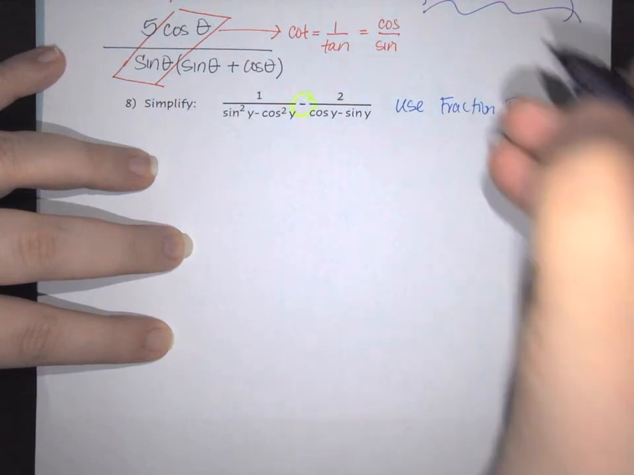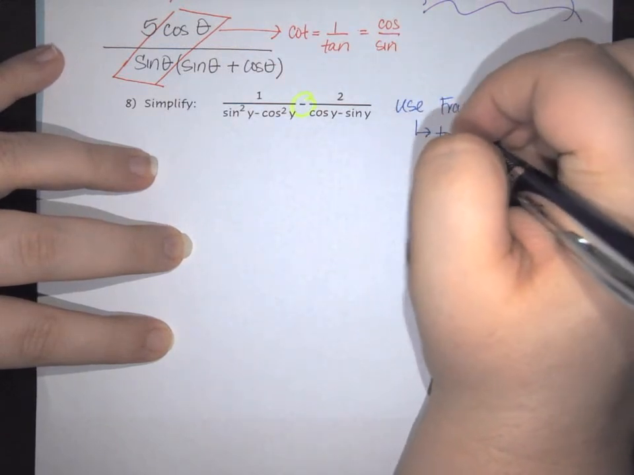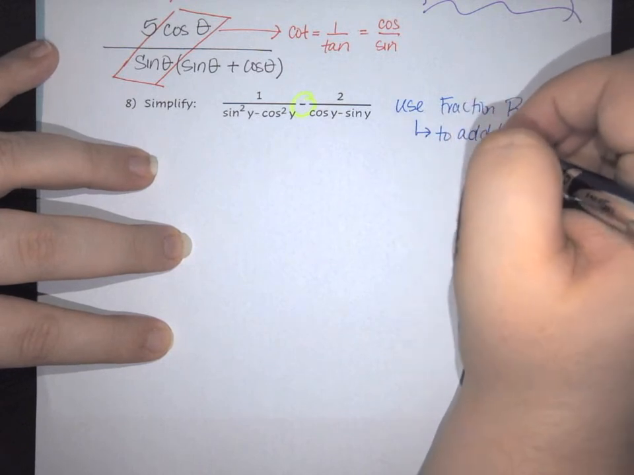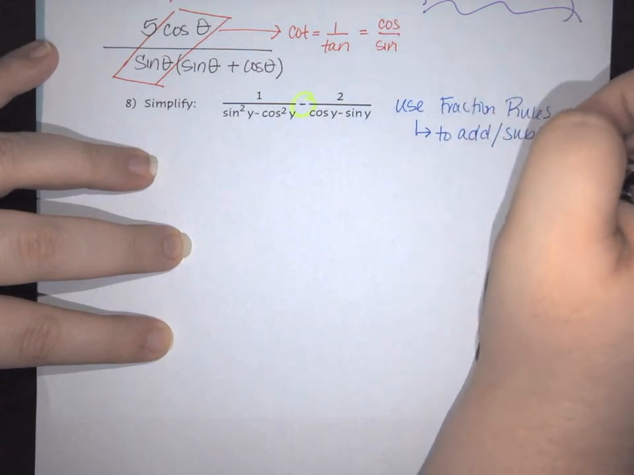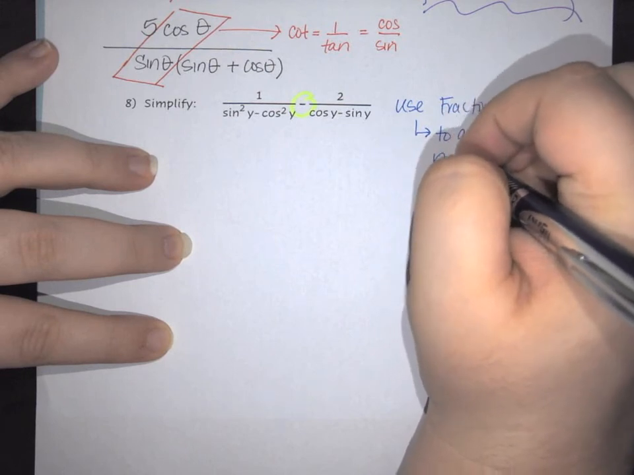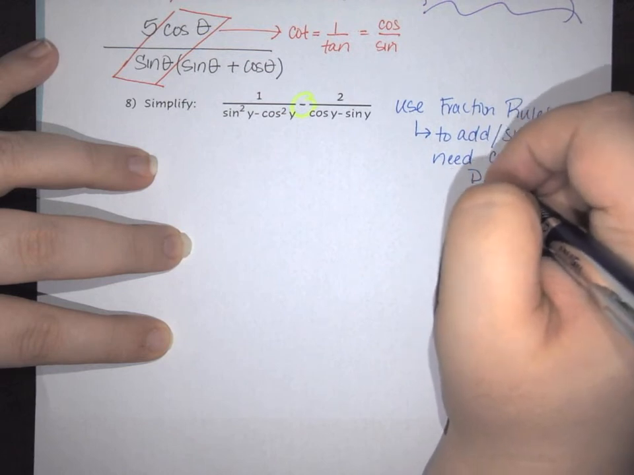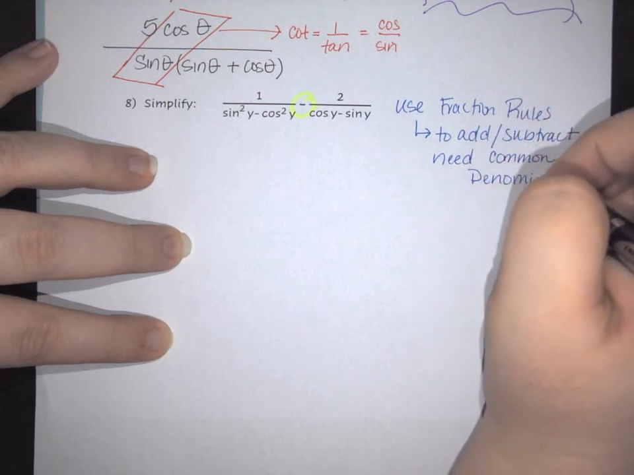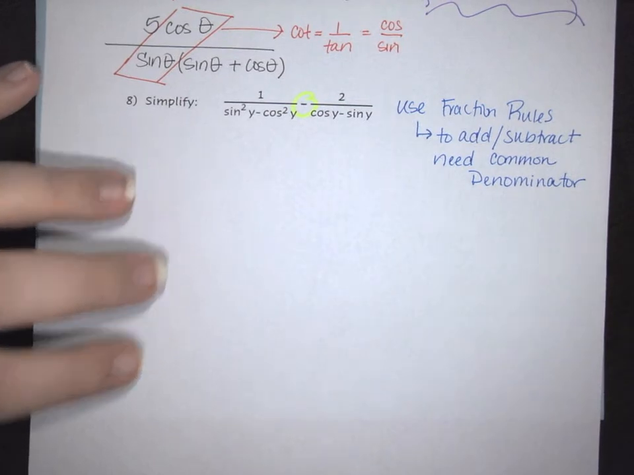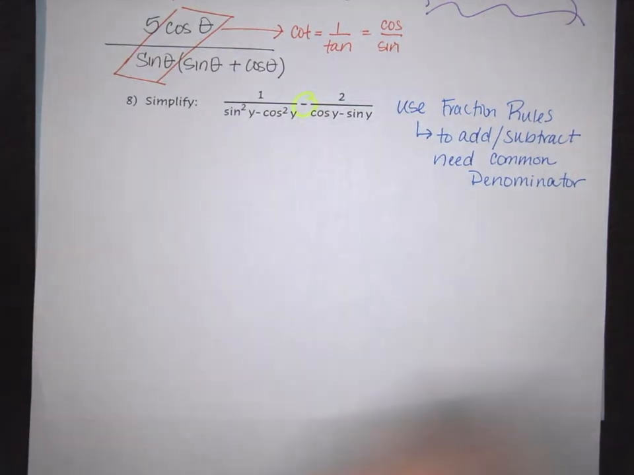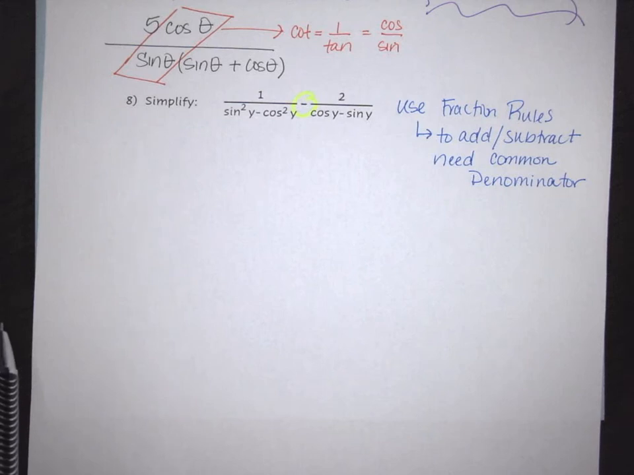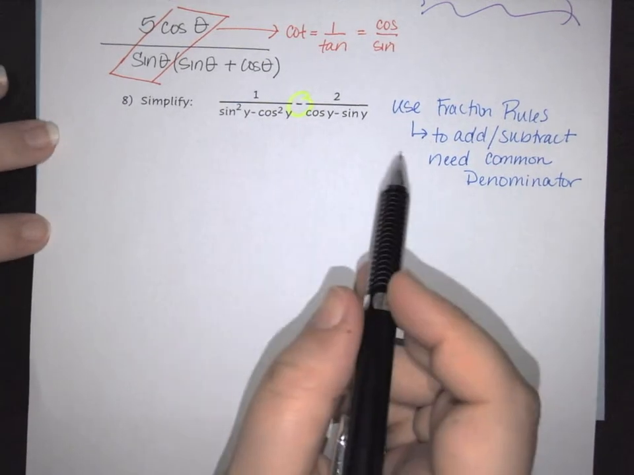to combine. And those rules say to add or subtract, you need a common denominator. And so with that, the fact that we need a common denominator, we have to do just that. We have to figure out what our denominator is and try and find out what is common between them so that we can combine your terms.